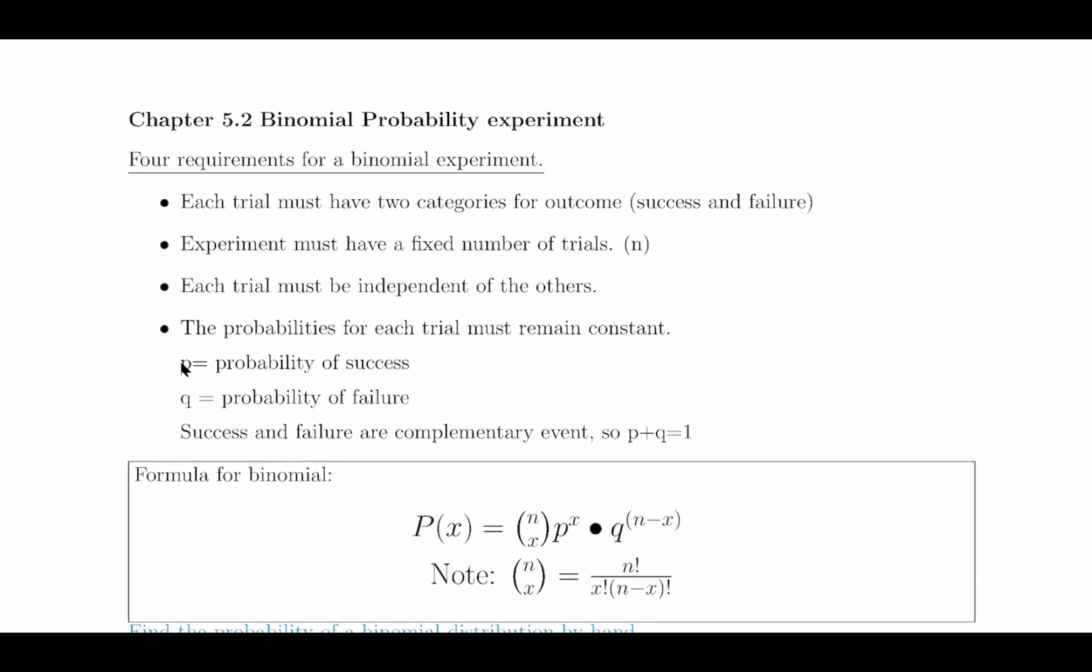And lastly, the probability of success will be notated as P. Q will be the probability of failure. And both of these, when added together, should always add up to 1. And that's what the last thing is saying: if you get P plus Q, it should equal 1. So far, any question in regard to that?